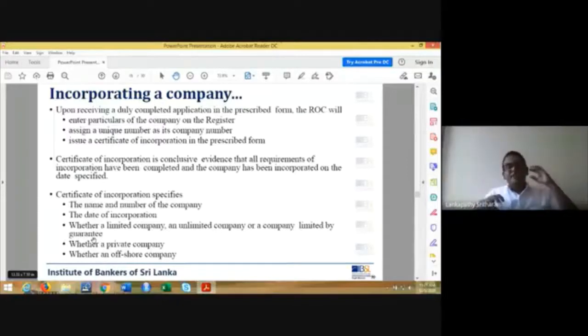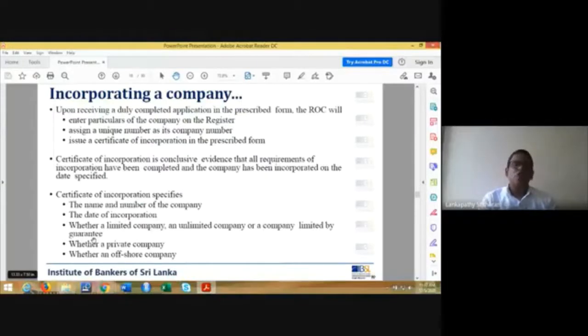This is the third step. The first step, two or more people have to get together, and they have to submit the application form to the registrar of companies. Then once the registrar of companies obtains the application, they have to enter the particulars into the register, assign the number and issue the certificate of incorporation in the prescribed form. And the certificate of incorporation is conclusive evidence that all requirements of incorporation have been completed and the company has been incorporated on that particular specific date.